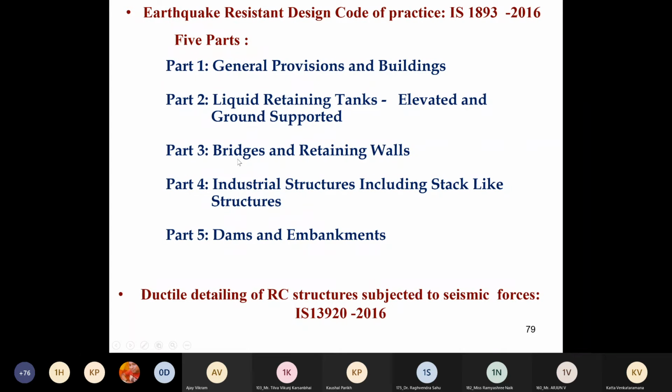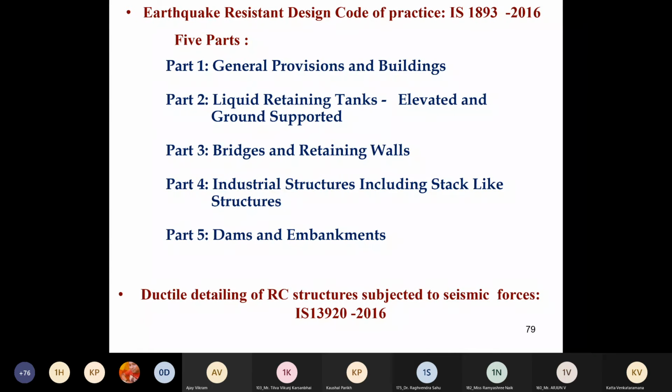Part 3 deals with bridges and retaining walls. Part 4, industrial structures, including stack-like structures. And Part 5, dams and embankments. That is the earthquake resistant design code. There are many codes. I am just mentioning here 2 codes, mainly for RC buildings. Ductile detailing of RC structures subjected to seismic force is explained in this code. Very important code, IS 13920, and the latest revision is 2016.